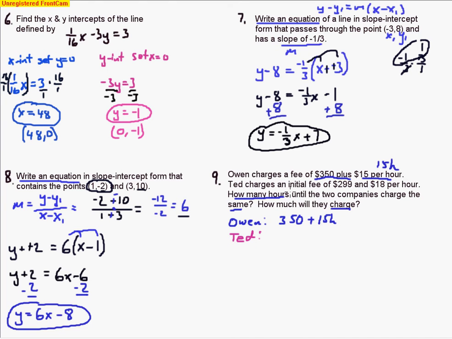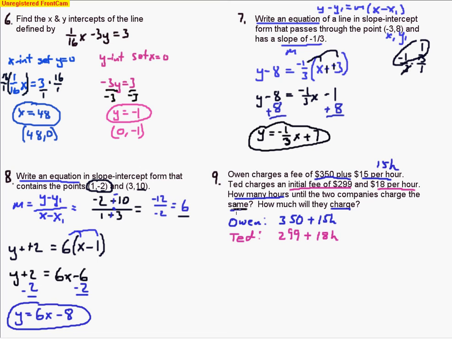Ted only has an initial fee of $299, so his charge is lower. So he's cheaper to start with, but notice he's more expensive hourly-wise. So he's charging $18 an hour. So he charges $3 an hour more than Owen charges. Eventually, Owen will be cheaper, and we want to find out when. So when will they charge the same?